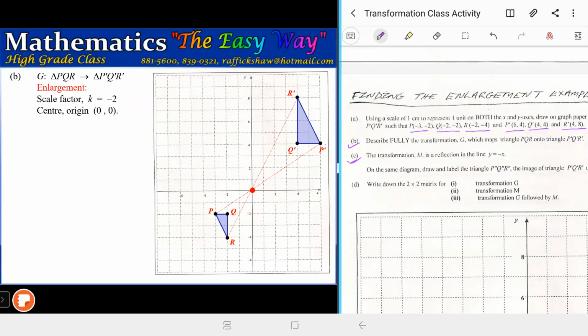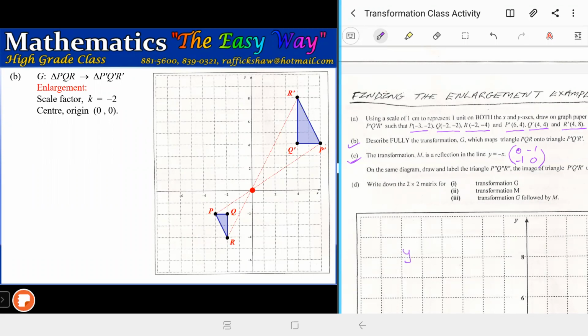All right. Part 2 now says, transformation M is a reflection in the line y equals minus x. Bam, my brain starts to click already. I know that the matrix for that, if it comes into play, is 0, -1, -1, 0. What does that transformation do? It reverses the values and also changes the sign.